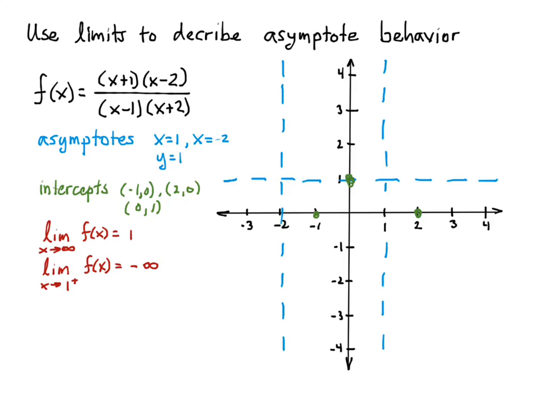We stick in a number that's close to but not including 1. That's just a little bit above it. And we can see that in the numerator we have x plus 1 is going to be positive, x minus 2 is going to be negative, and then the 2 factors in the denominator are going to be positive, so we'll have the short-term behavior go to negative infinity. And then if we come from the other side, it goes to infinity.